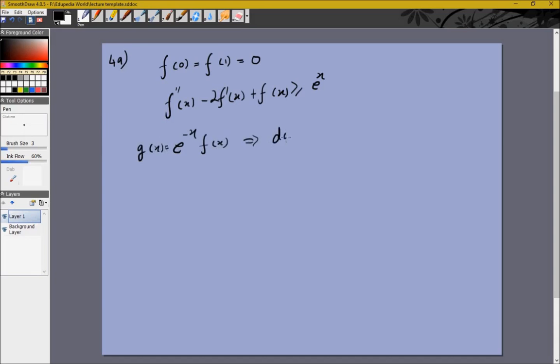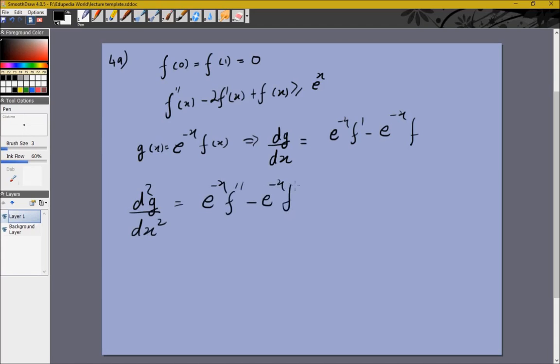Then what is dg by dx? It is e to the power minus x f dash minus e to the power minus x f. What is d2g by dx squared? It is e to the power minus x f double dash minus e to the power minus x f dash minus e to the power minus x f dash plus e to the power minus x f, which is equal to e to the power minus x f double dash minus 2 e to the power minus x f dash plus e to the power minus x f.